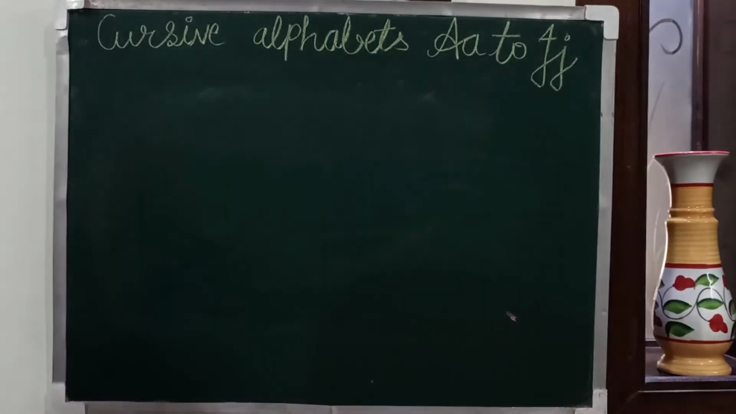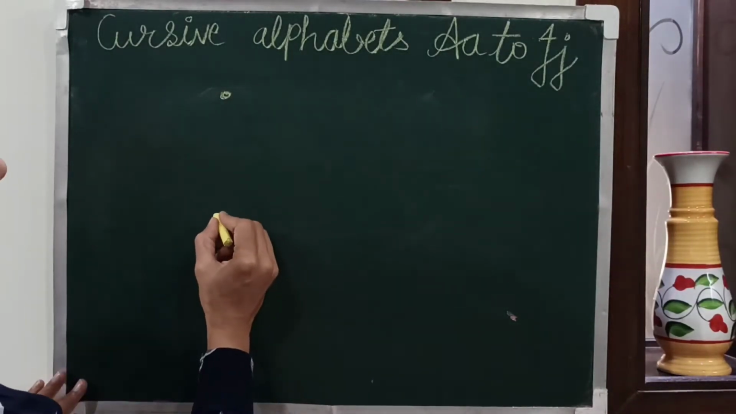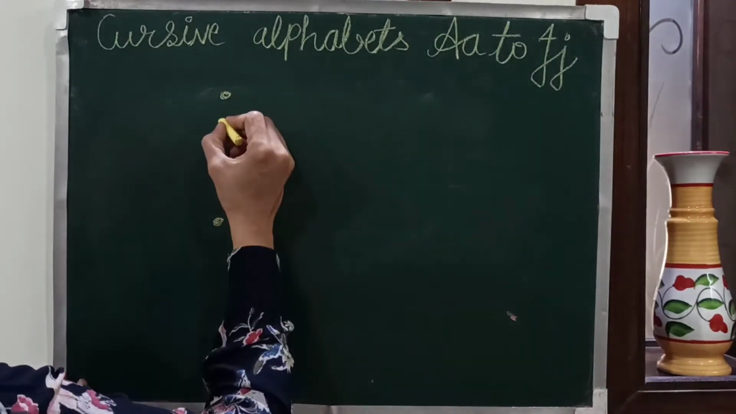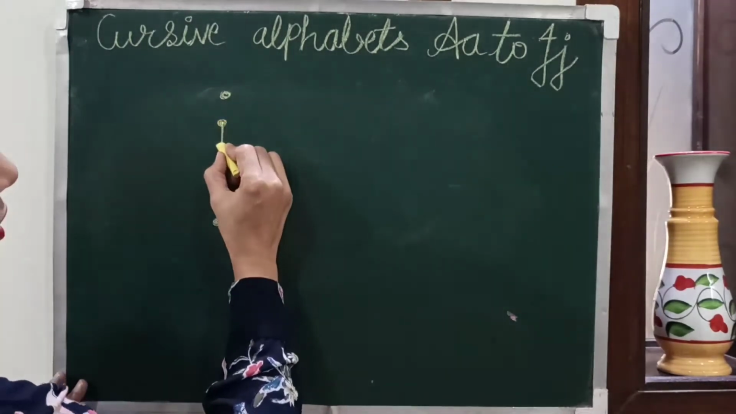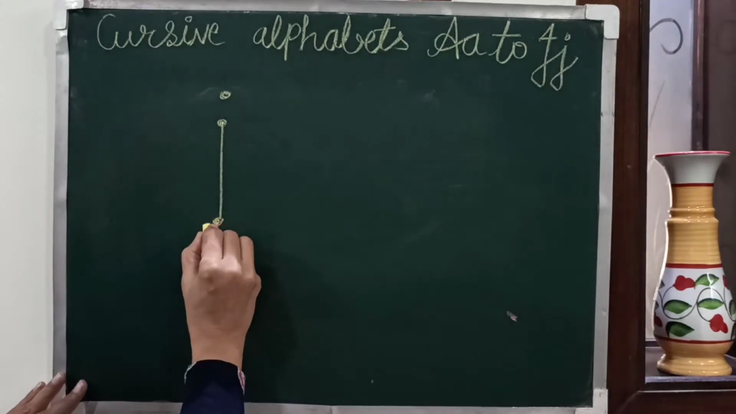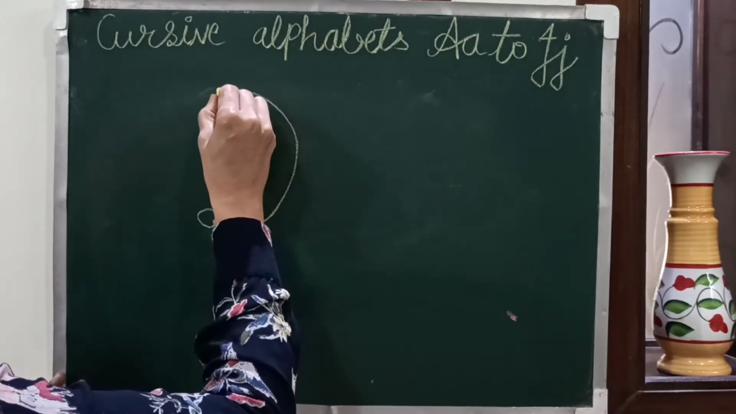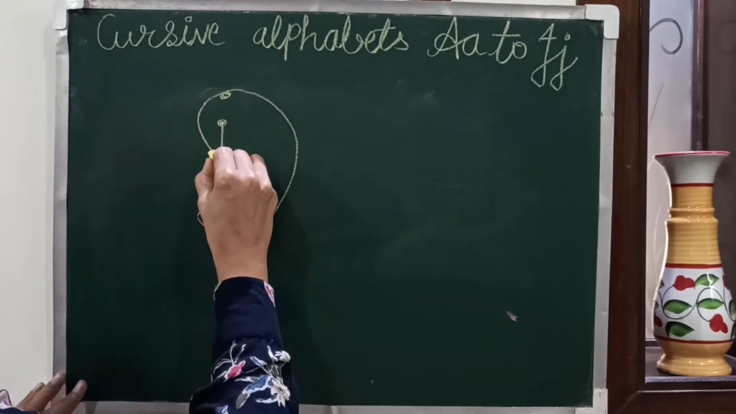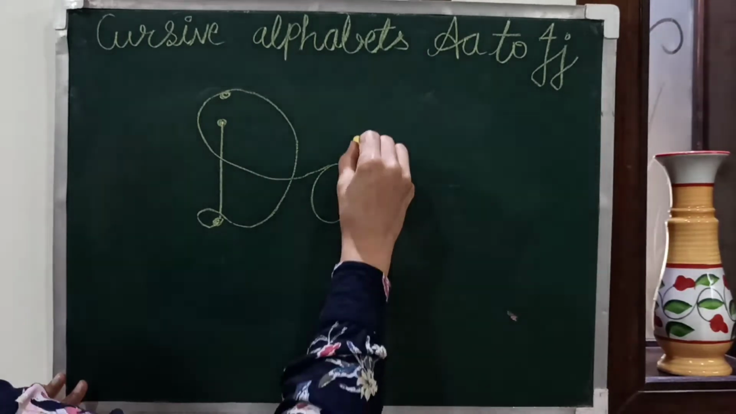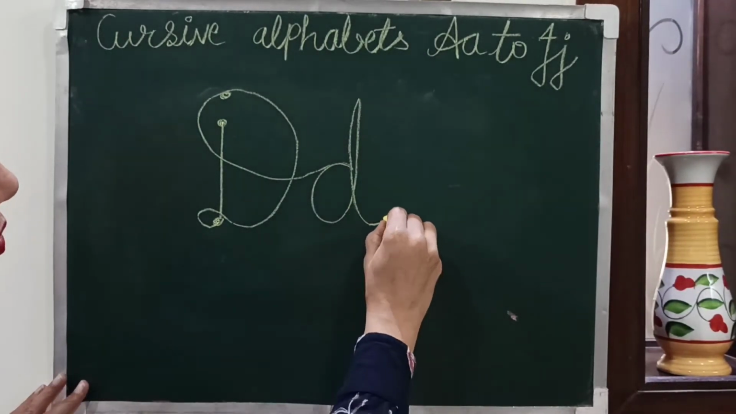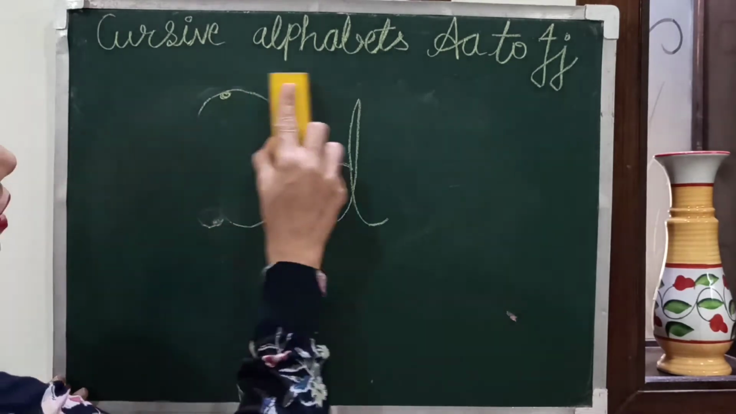Now alphabet D. For alphabet D, we will give 3 dots here. Starting from the middle dot, standing line, a turn, go up like this. Now join the small d alphabet with it also. This is alphabet D.